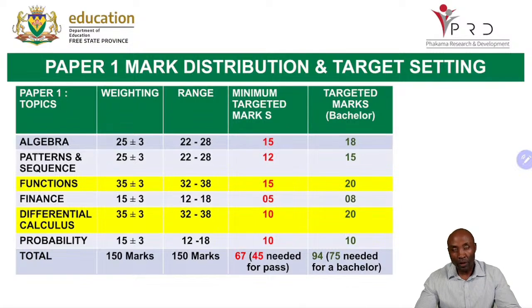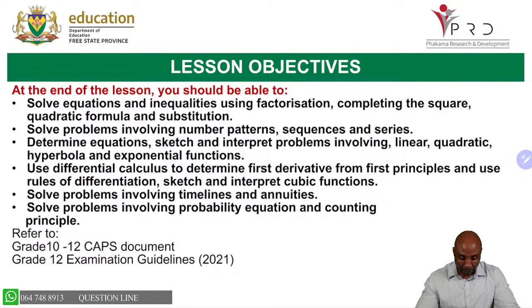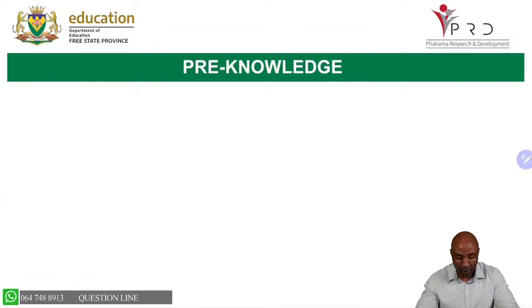For us to get a minimum pass, that's a 45% pass, for functions, we must get a minimum of 15 and a minimum of 10 for differential calculus. But if we want to get a partial pass, it means for functions, we must get a minimum of 20, and also for differential calculus, we must get a minimum of 20. Moving forward, we have talked about this and we are moving forward. Those are the topics that we are going to look at.